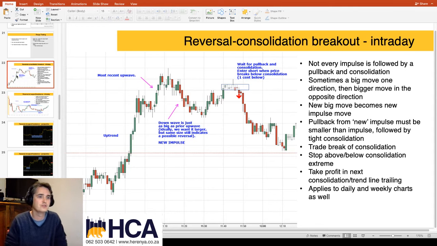Basically what you want to do, there's a number of things. I'm not going to get too much into this, but you have here what is called an impulse wave, followed by a pullback and a consolidation. And then that can sort of signal a reversal, right?